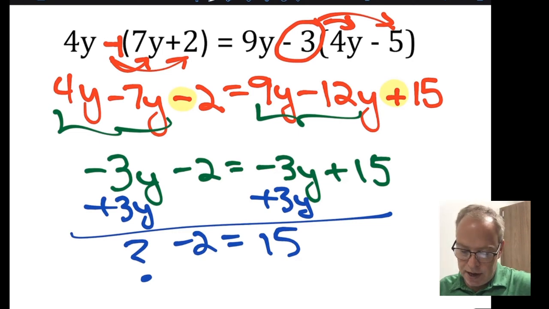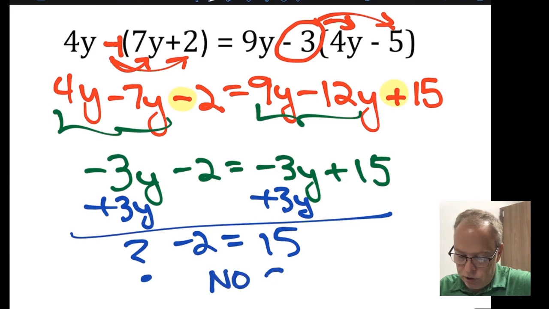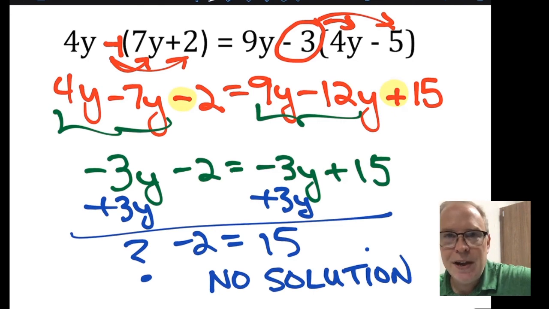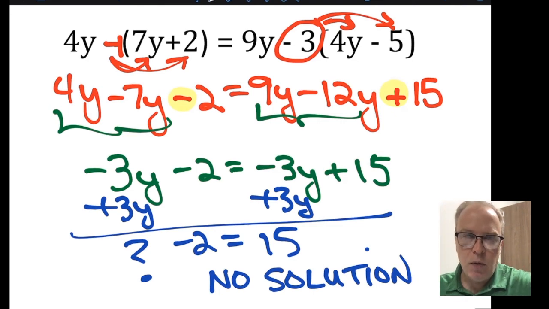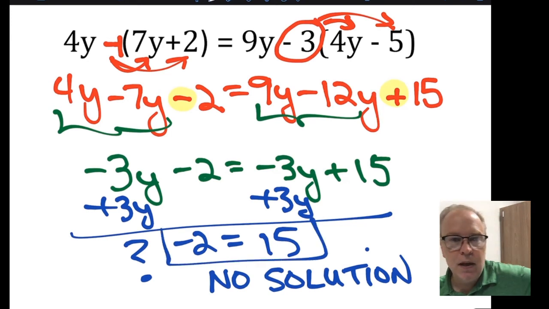All I need you to do is ask yourself, is that true or not? Is negative 2, is that the same thing as 15? No, of course not. Not true. So there's no solution here. There's no number that you could ever dream up that if you plugged into the original equation, it would work. Never going to happen. You could try until your little heart's desire, and you're never going to find a number that will plug in and work. So it was doomed from the beginning, no solution.